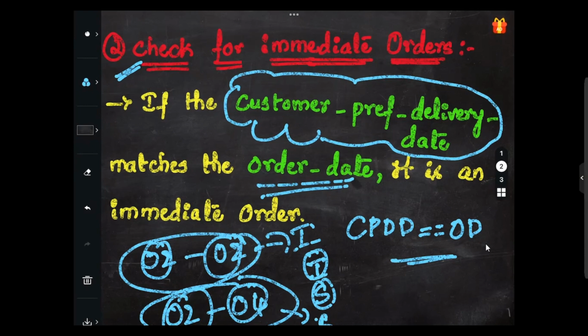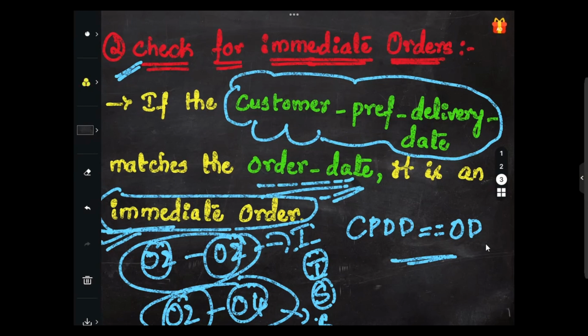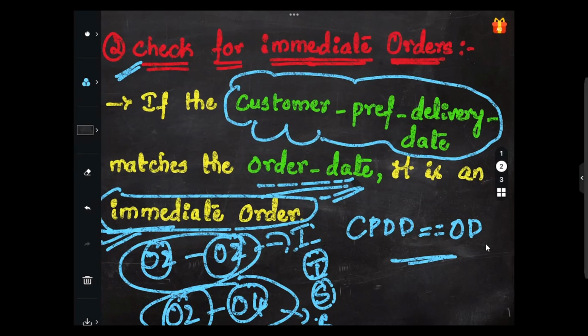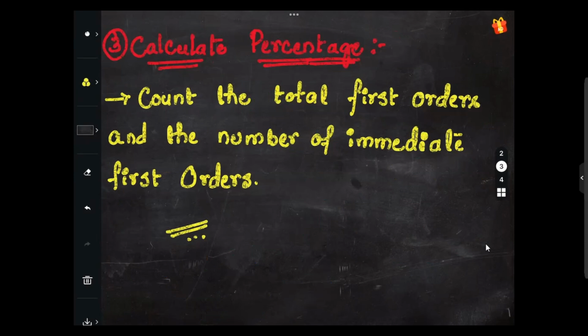If the customer preference delivery date matches the order date, then it is called an immediate order. Otherwise it is a scheduled order. So let's move on with the third step here. In this case, we have to count the total first orders and the number of immediate first orders, right? That's what we need to calculate, in line with the question.